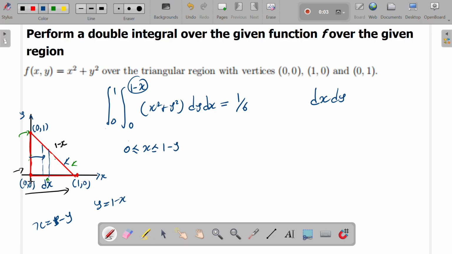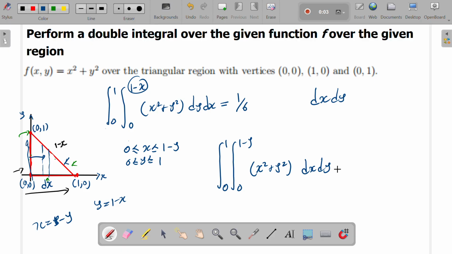Then for y, you're going in this direction. The lowest you have is a 0. The highest you have is what? Is a 1. So your new reversed order of integration, you'd have 0 to 1, then 0 to 1 minus y. Your integrand remains the same. Then this here changes to dx dy.